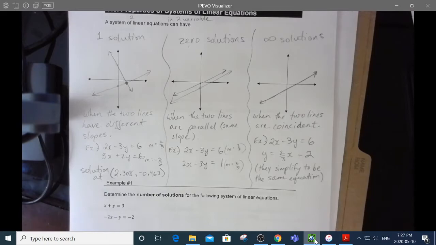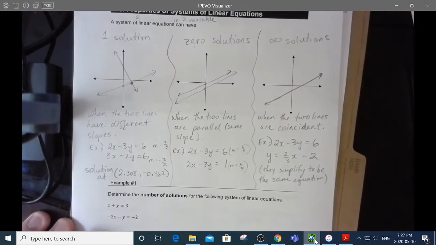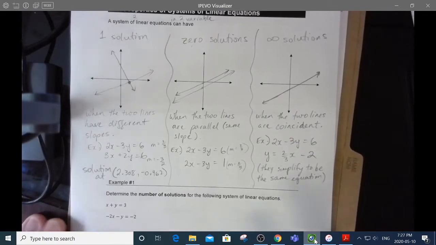So we call those coincident systems, and it means that you're not solving for anything specific. It means that any point on one of them is also a point on the other.